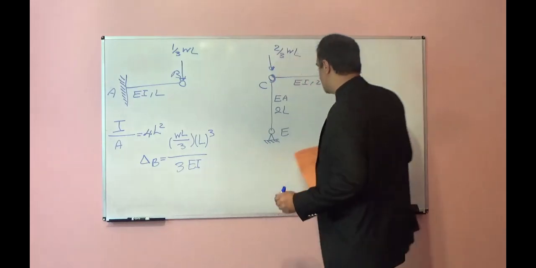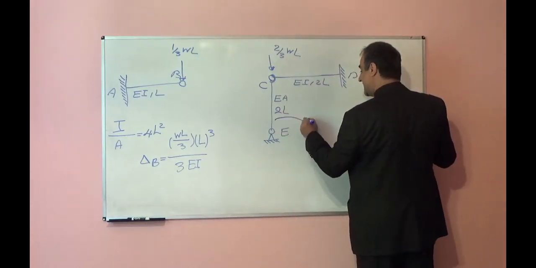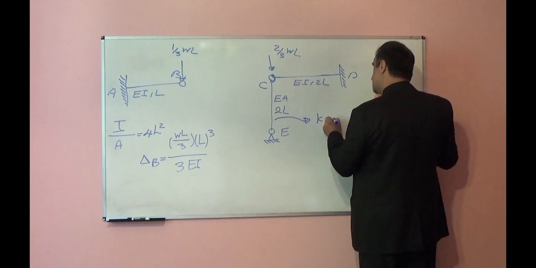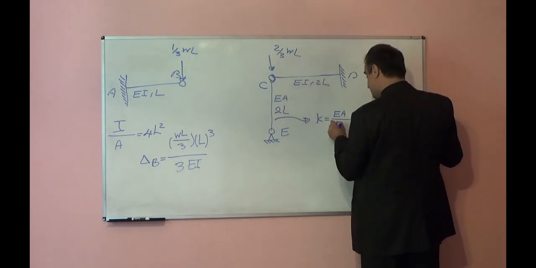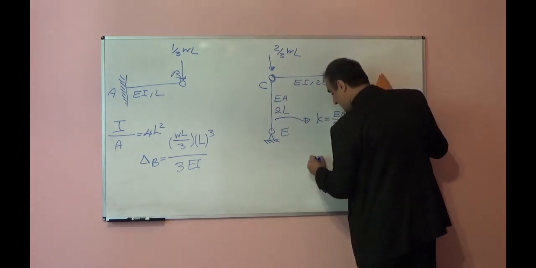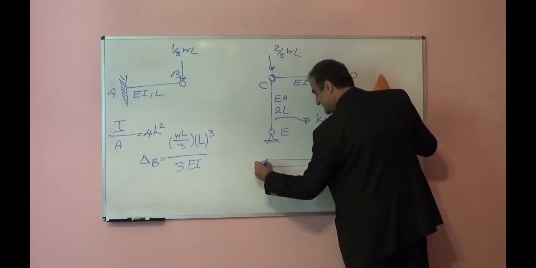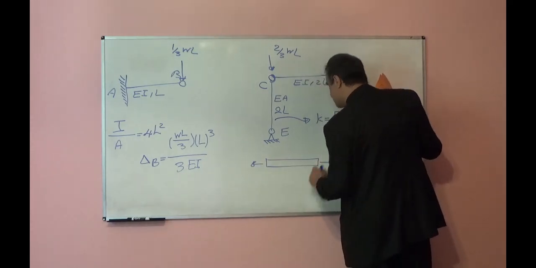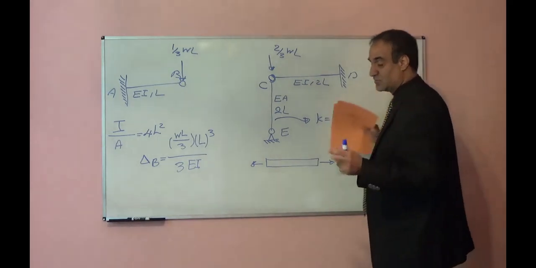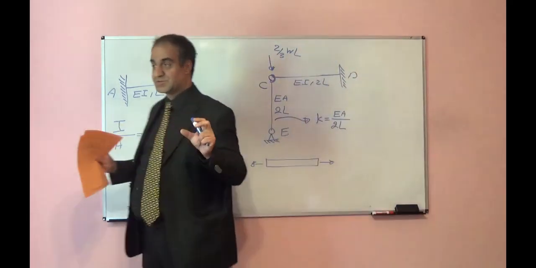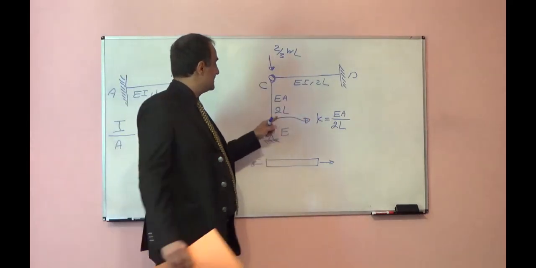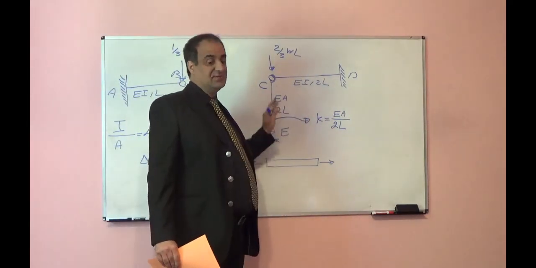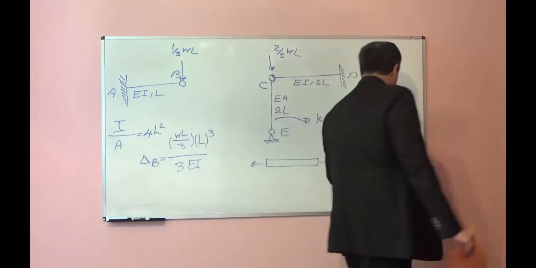For the axial member, the stiffness of this member in the axial direction is equal to EA divided by the length. If we have one member in the axial direction, the axial stiffness is equal to EA for that member divided by the length of that member. Here it is EA divided by the length, which is 2L. We know this from mechanics of deformable bodies.